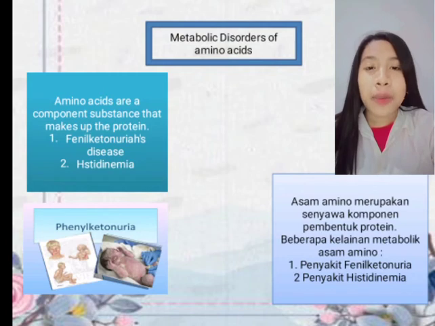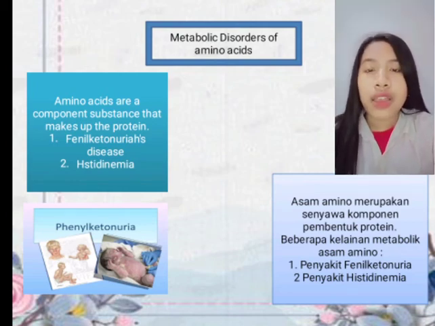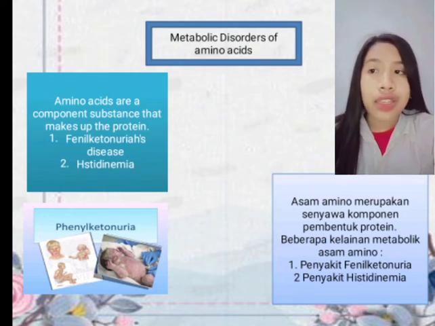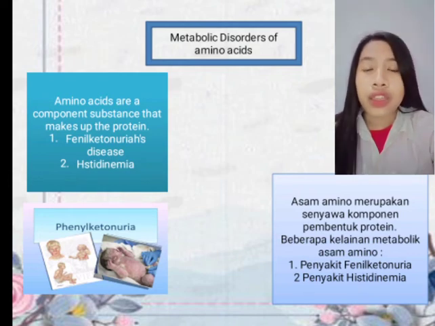The second, metabolic disorder of amino acid. Amino acids are a component substance that make up the protein. Hereditary disease in the processing of amino acid can cause disorders in both the breakdown of amino acid and the transfer of amino acid into the cell. Some metabolic disorders of amino acid.